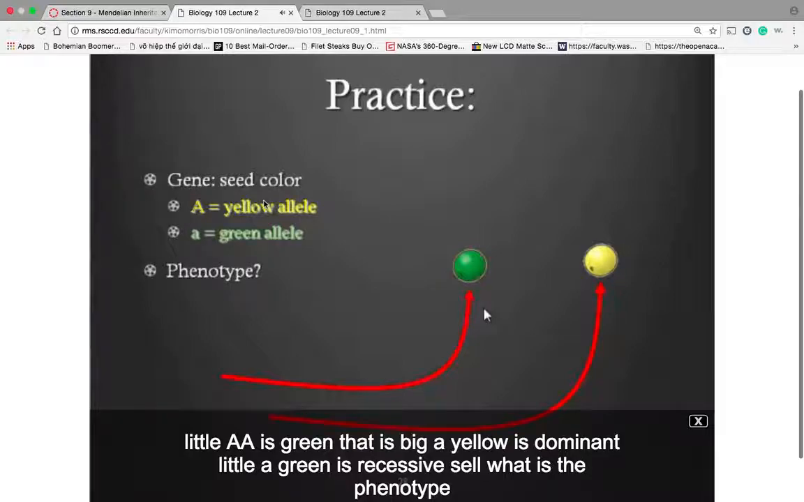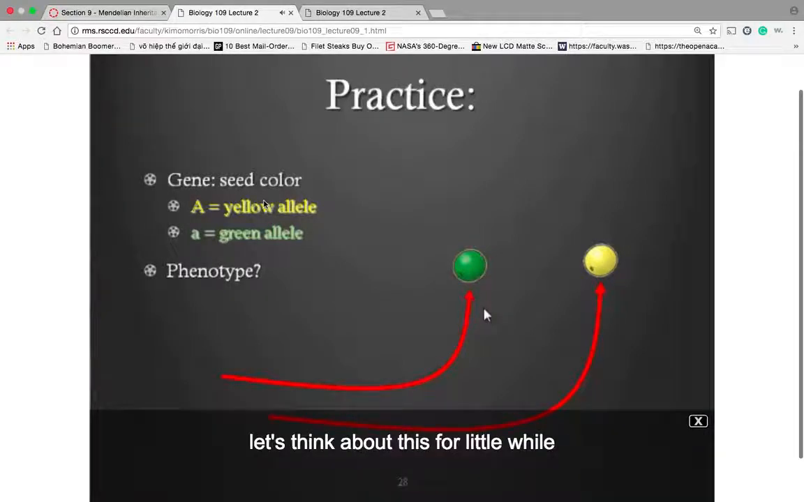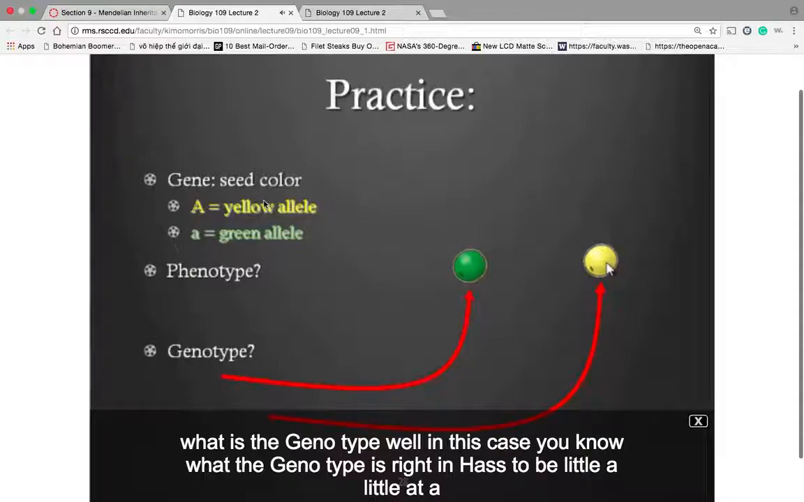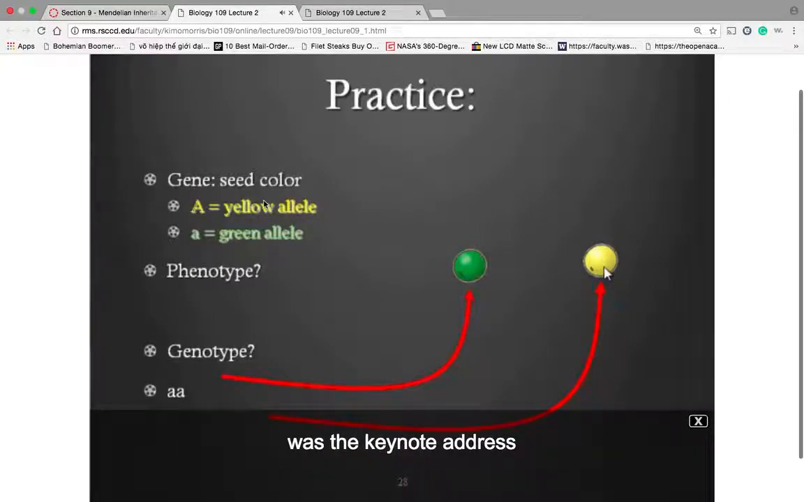So, what is the phenotype? Let's think about this for a little while. The phenotype refers to green and yellow. What is the genotype? Well, in this case, you know what the genotype is, right? It has to be little a, little a. What's the genotype of this?